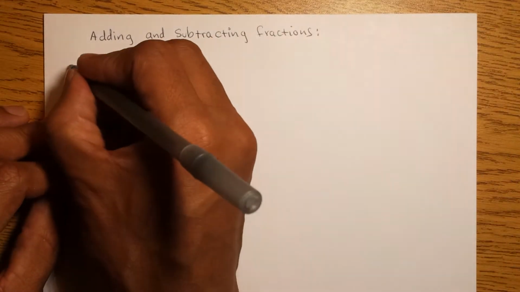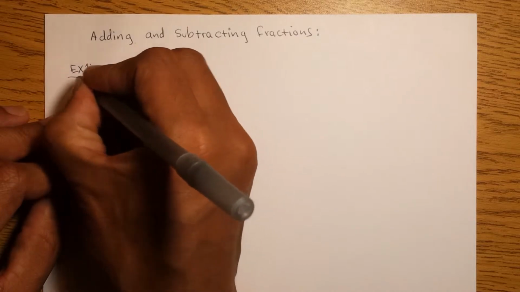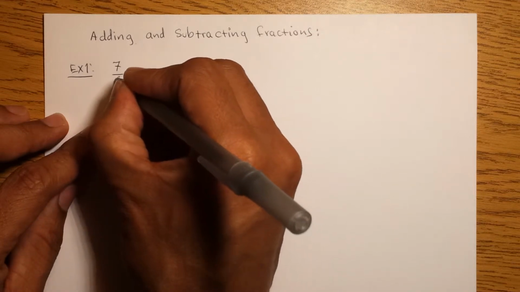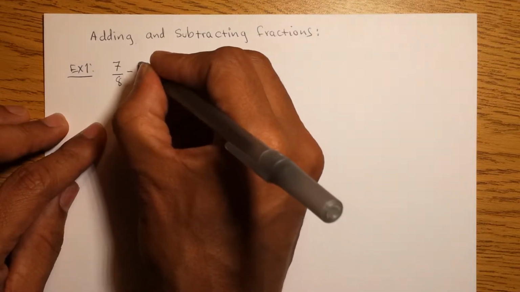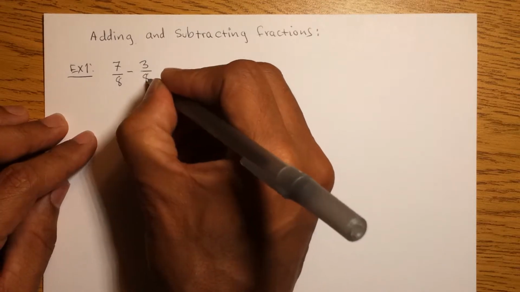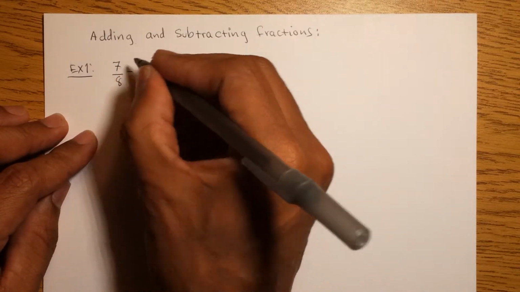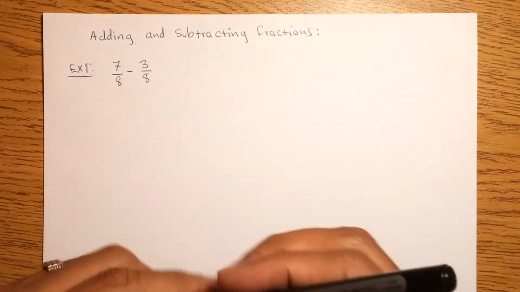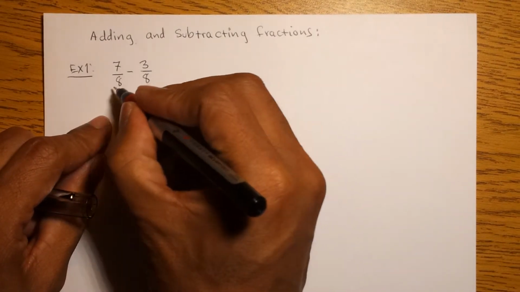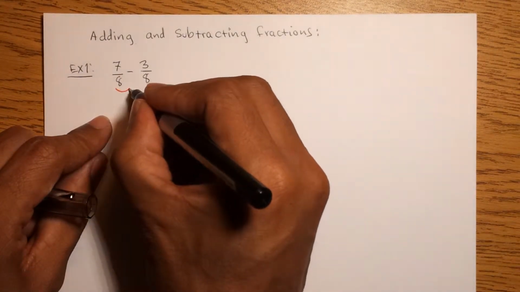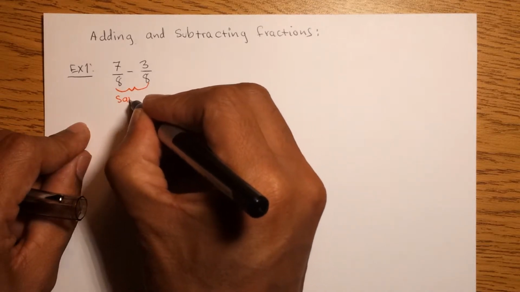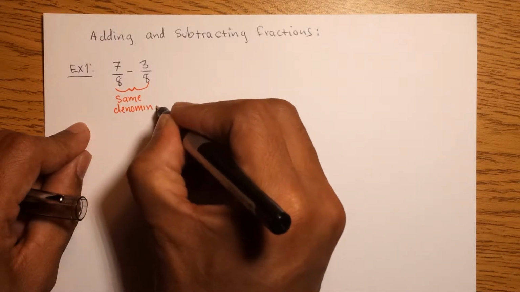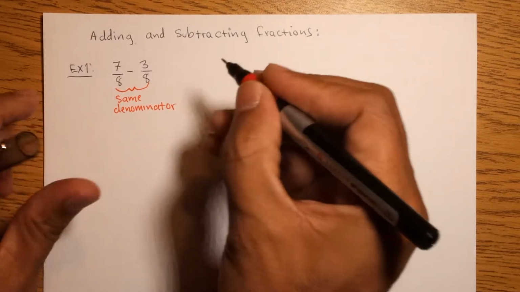So, for example 1, let's say we are asked to subtract 3/8 from 7/8. So that's 7/8 minus 3/8. Now, notice right away that they have the same denominator, okay? So they have the same denominator, which means in math they have a common denominator, okay?